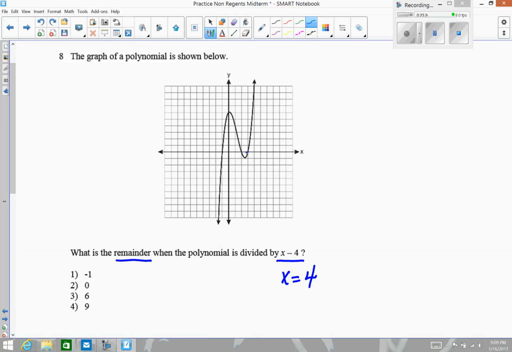1, 2, 3, 4. When I put an input of 4 in, looks like my output value on the y-axis is 9. So my point here is (4, 9). There's my remainder. Answer is number 4. All right, moving on now to number 9.